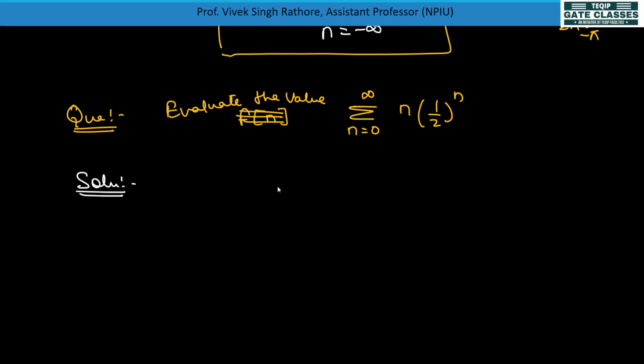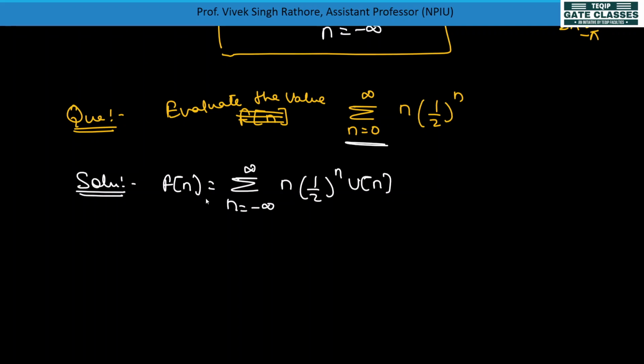See, this is n equal to 0 to infinity, because we do not have any formula for calculating it directly. You can see that anything starting from 0 to infinity is the same as, we can write it like this also, n equal to minus infinity to infinity of n into half to the power n into u of n. This you can write, because u of n will ultimately lead to n equal to 0 to infinity only, no problem with that. So now your f of n value is like this. Now you need to evaluate the value.